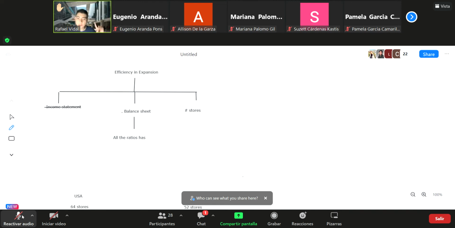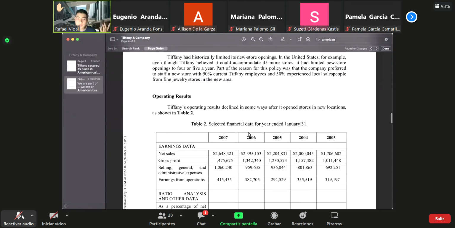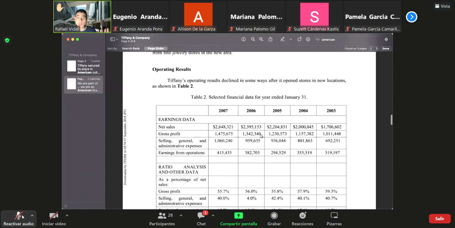Actually, the first thing we always see, remember, is the income statement. Are they losing money? Yes or no? No, they are not losing money. Actually, they are selling more.